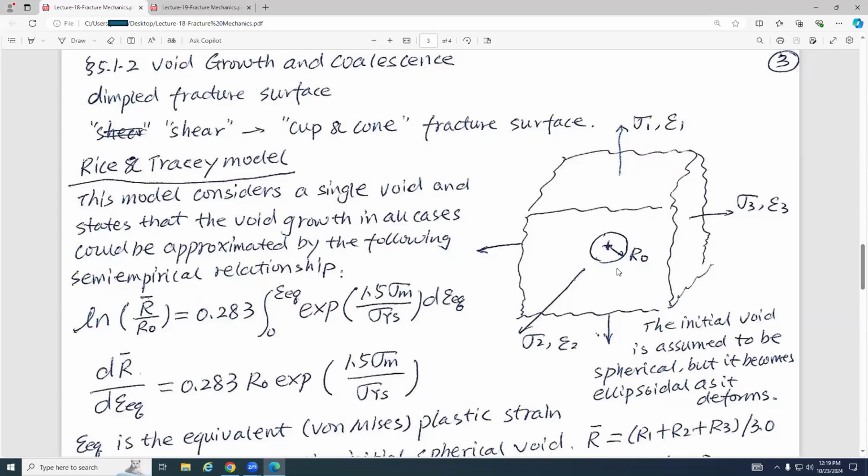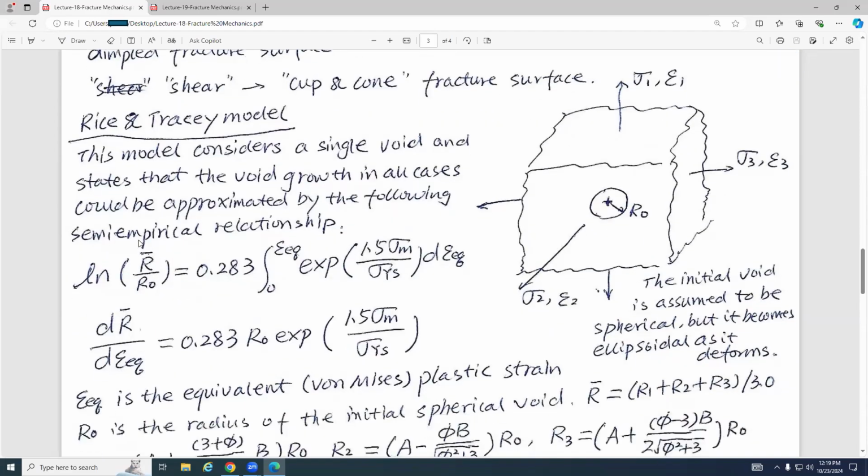So how can we predict the growth of this R0? This model considers a single void, and states that the void growth in all cases could be approximated by the following semi-empirical relationship. You know empirical, right guys? It is semi-empirical because there are some analytical things here. So R0 is the original radius of the void.